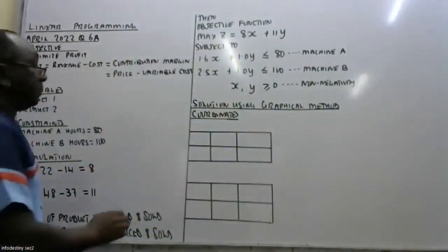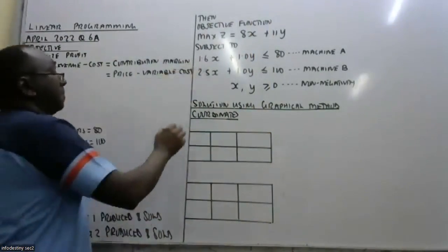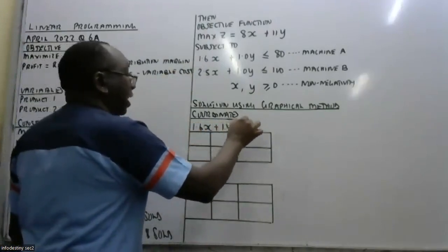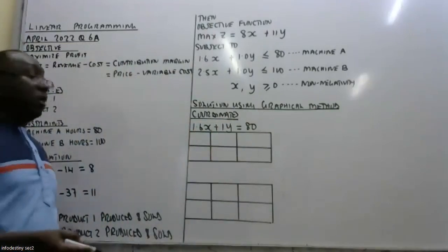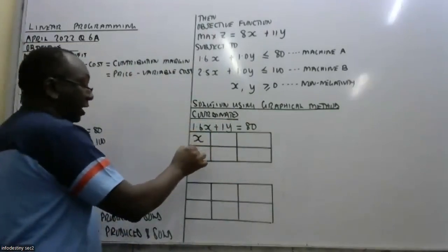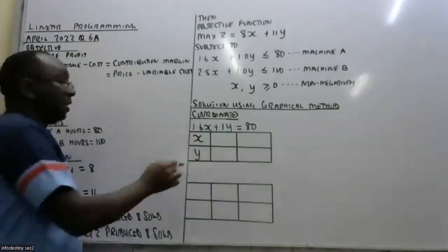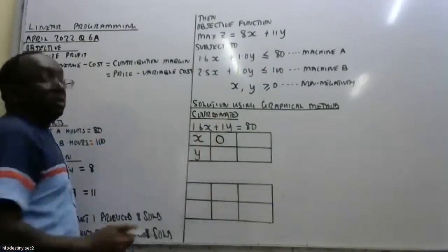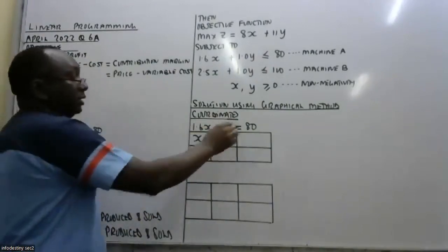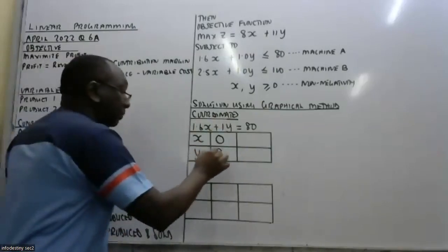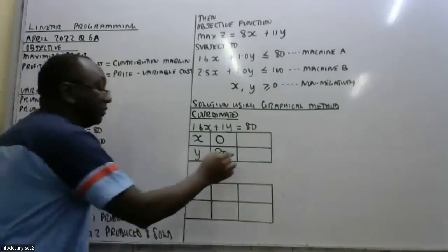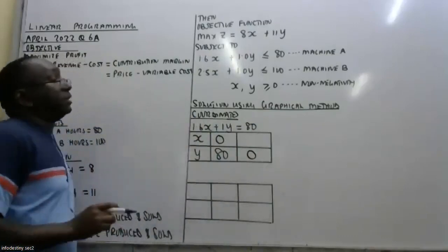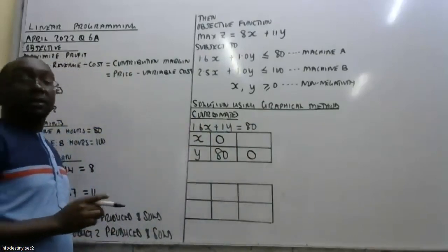In the coordinates, we start with this equation: 1.6x plus 1y is equal to 80. You put x here and y. If x is 0 in this equation, what will y be? It is 80 divided by 1, which is 80. Then if y is 0, what will x be? 80 divided by 1.6 is 50.